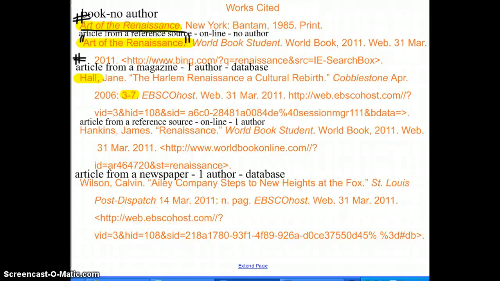The next source is an article reference. We do have an author. Again, makes it much easier. We're going to use the author's last name, and we do not need page numbers for this source. And then our last one was an article from a newspaper. We did have an author, so we can use his last name. Normally we would use page numbers, but there are none indicated here, so we don't have to.